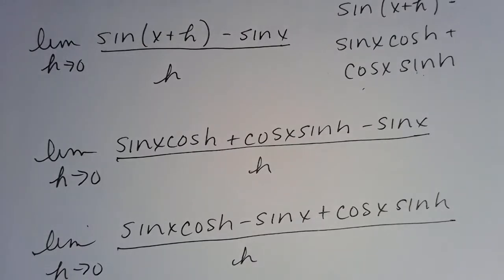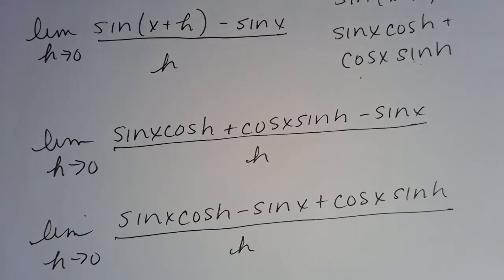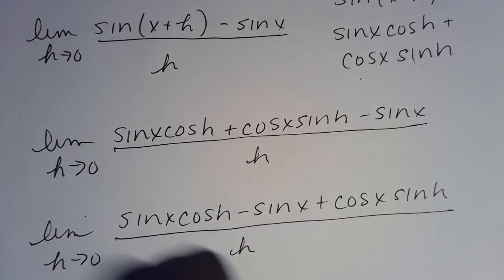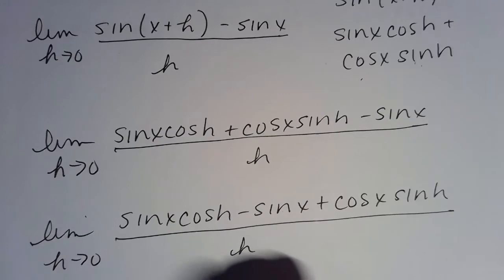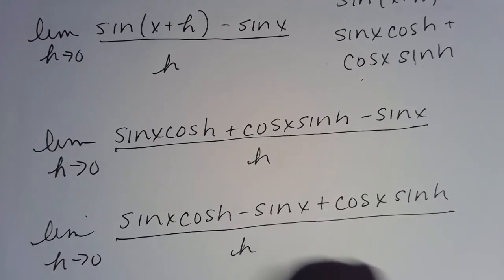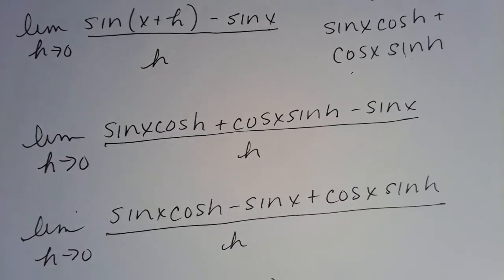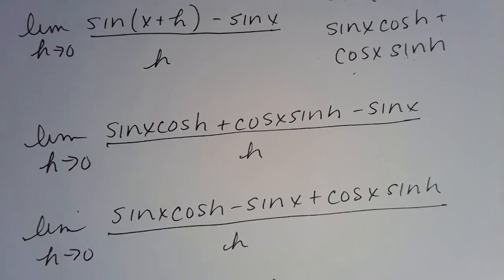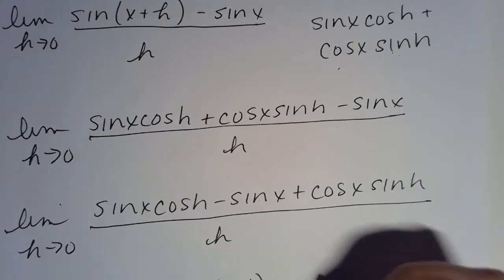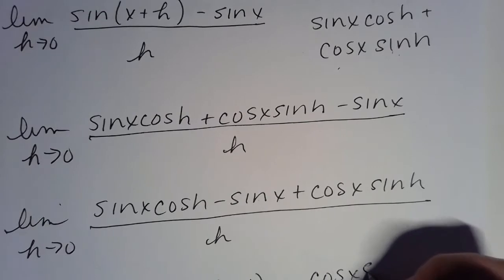Okay, so now we're going to factor out sine x in this first grouping. So when we do that, we're going to have the limit as h approaches 0 of the sine of x times the cosine of h minus 1 all over h, and then we have plus the cosine of x times the sine of h.